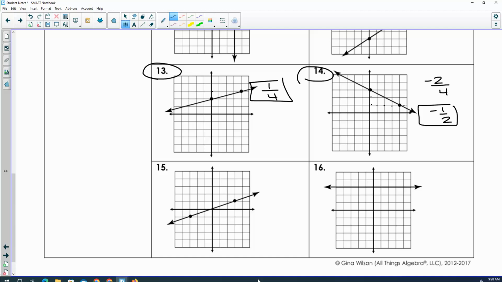And why did we need to do that? Because it should be lowest. We want lowest terms. So if there's anything you can divide by on both the top and bottom, we have to go ahead and reduce that.